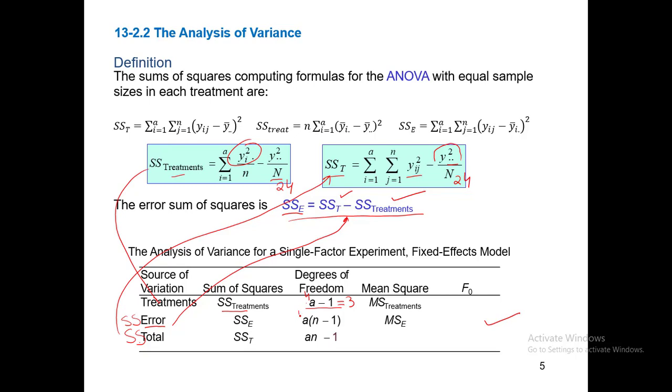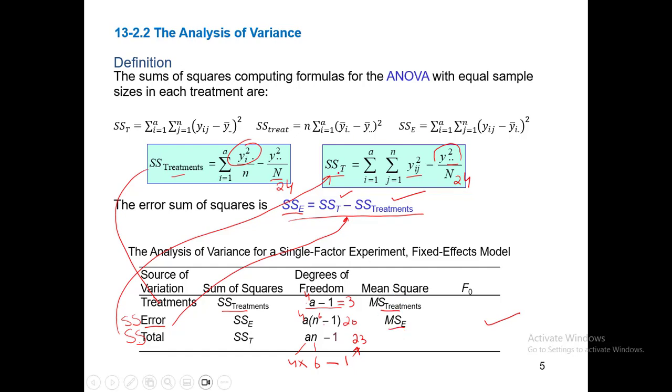Then we have 4 treatment levels, and n means the number of replications. So 6 minus 1 is 5, and 5 multiplied by 4 becomes 20. The total is always 1 less than the total number of observations, which means 23. If we compute it, 4 is the number of levels or treatments, 6 is the number of replications. It will be equal to 24 minus 1, which is 23. Then we'll talk about the MS treatment and MS error after the calculation.